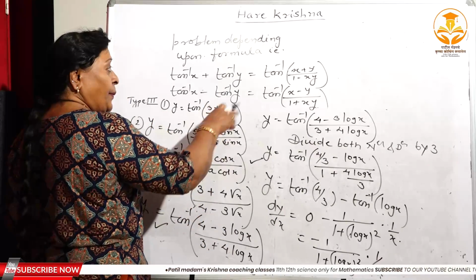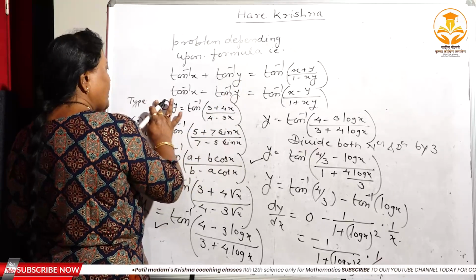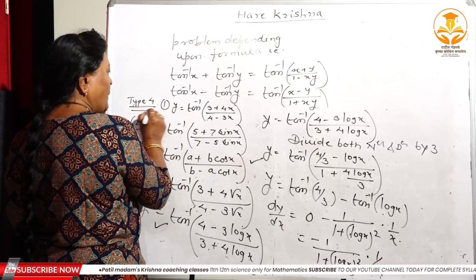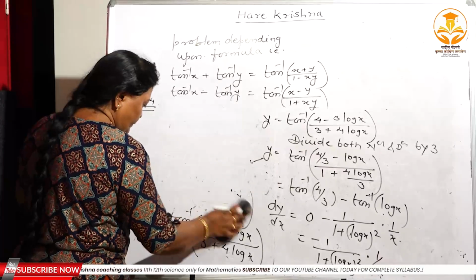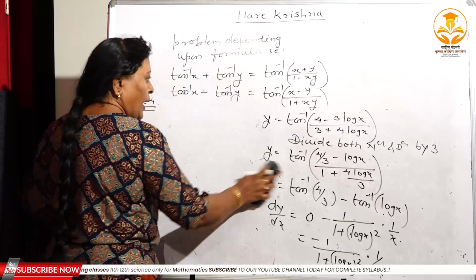Now again, depending upon the same formula, I will take the type number 4. See the type number 4.